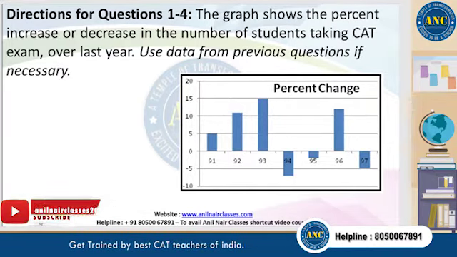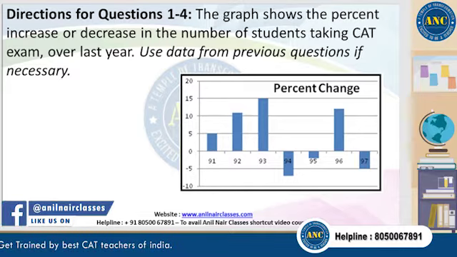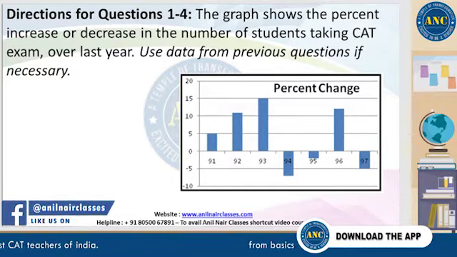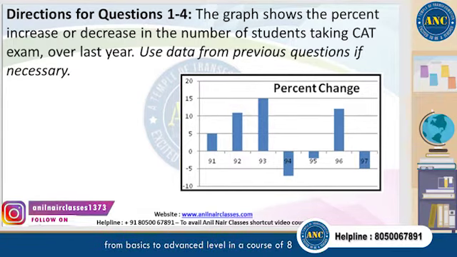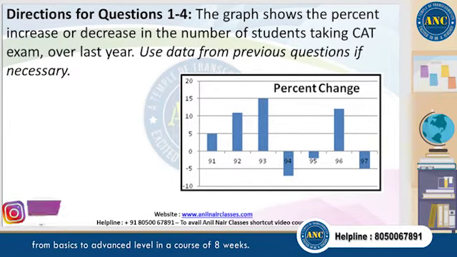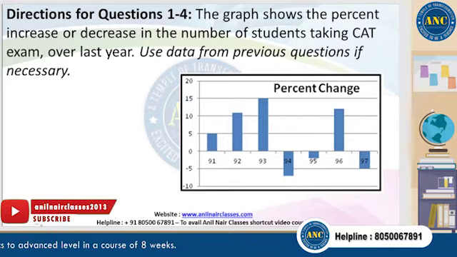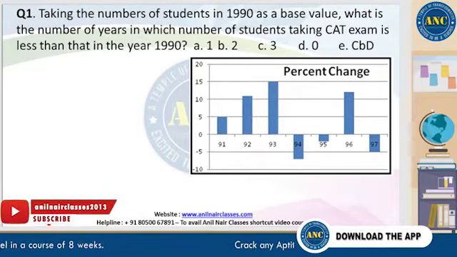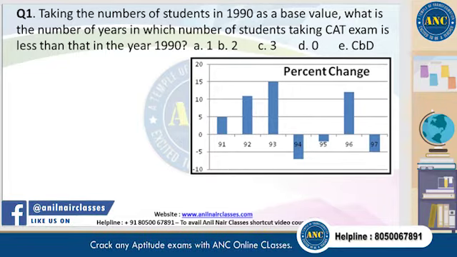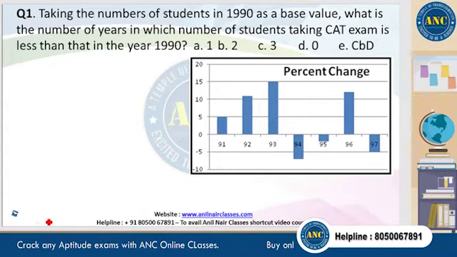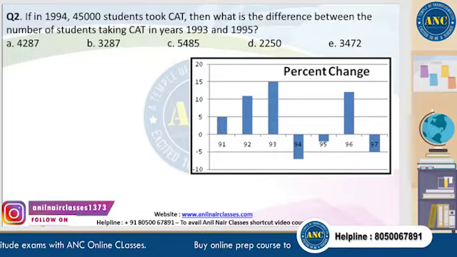So the question, let's do it together. The graph shows the percent increase or decrease in the number of students taking the CAT exam over the previous year. Use data from the questions if required. Let's look at the questions. Taking the number of students in 1990 as the base value, what is the number of years in which the number of students taking the CAT exam is less than in 1990?